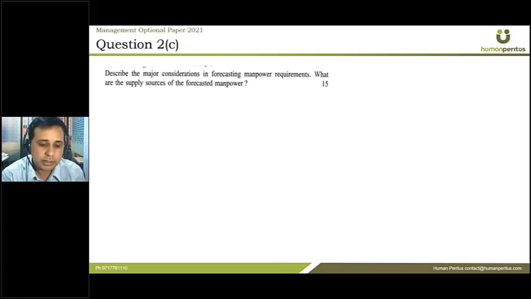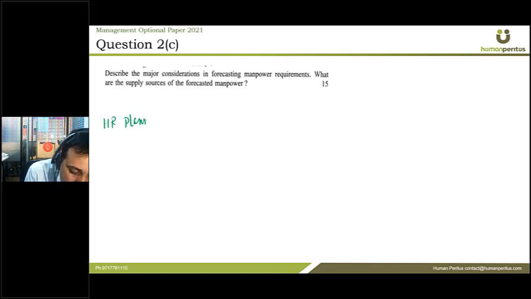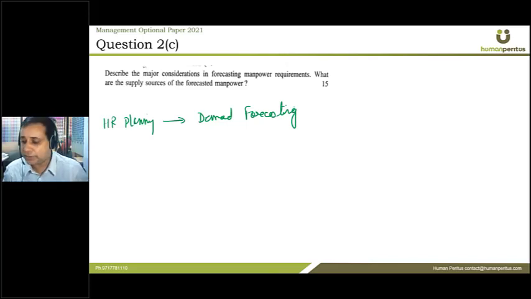Next question. Describe the major considerations in forecasting manpower requirements. What are the supply sources of forecasted manpower? So guys, what is demand forecasting? Demand forecasting is a part of HR planning. So HR planning is a process and it has got a sub part which is known as demand forecasting.